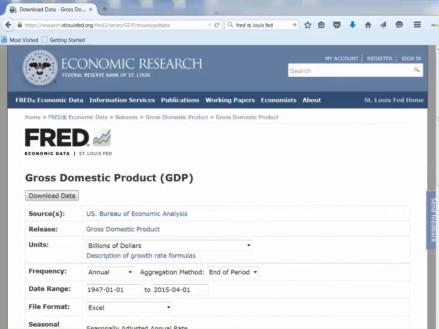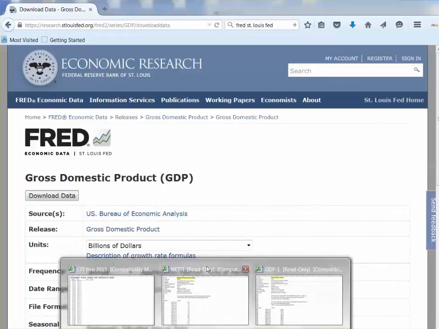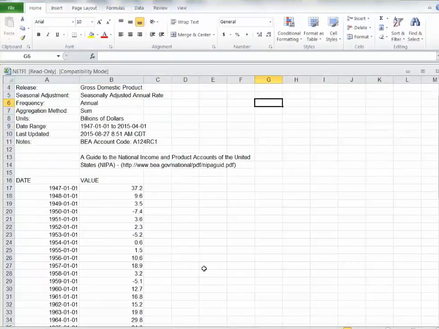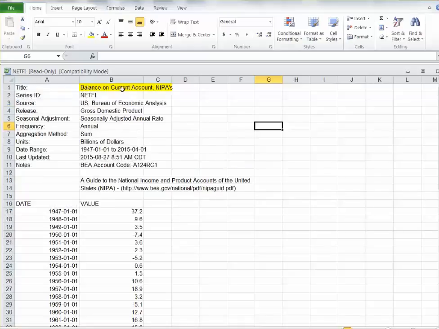So then I pulled it up. Let me find it. Here it is. So I had the computer get me the current account in annual numbers, so it will give it also to you quarterly. So this over here is the balance on the current account, and it's in billions of dollars. So this is billions.